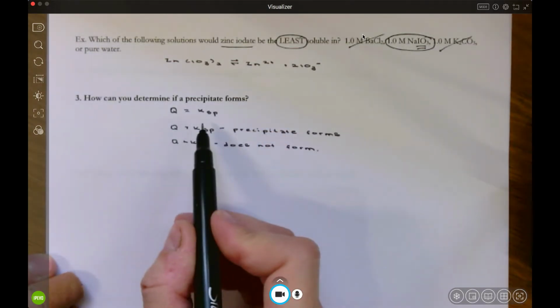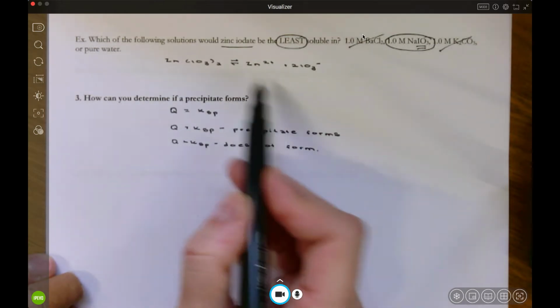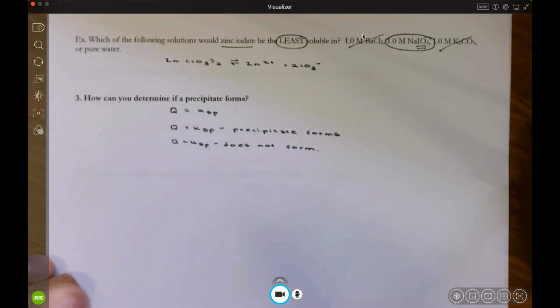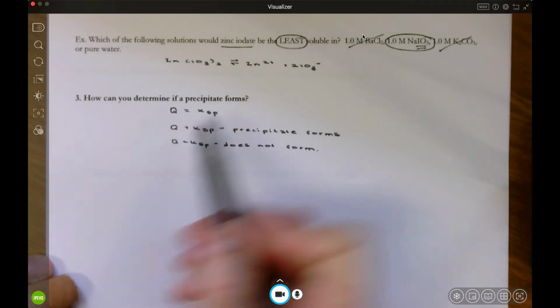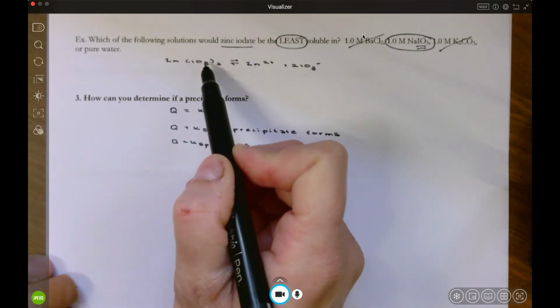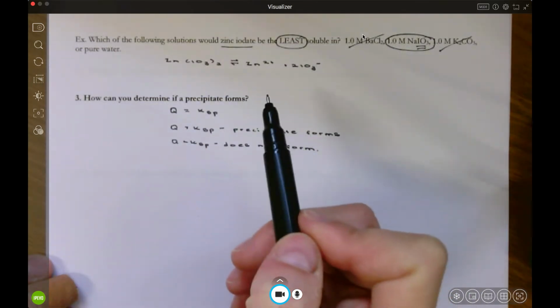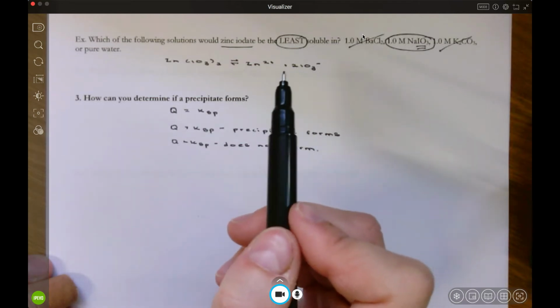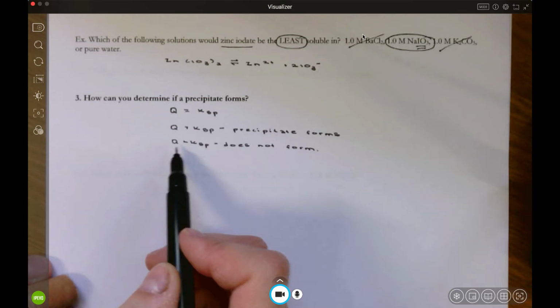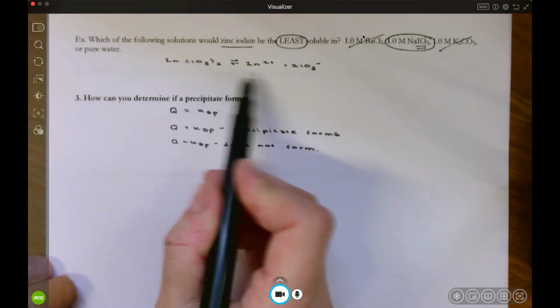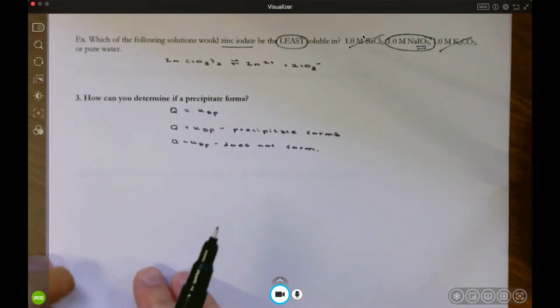Okay, so if Q equals KSP, whatever your X values are, that is the maximum solubility. That's the maximum amount of ions you can dissolve in solution and be in equilibrium. If you try and add any more, that would cause your Q to be too big, and it would cause a solid to form, right? If, for example, you added water, and I'll get into this in more detail in a little bit, that would cause your Q to be less than your KSP, shifting it to the right, and therefore causing no precipitate to form.